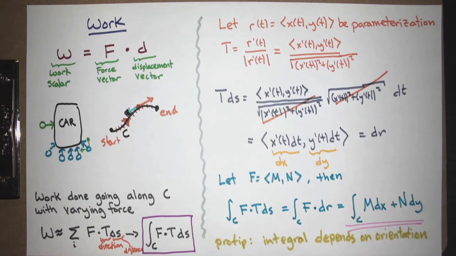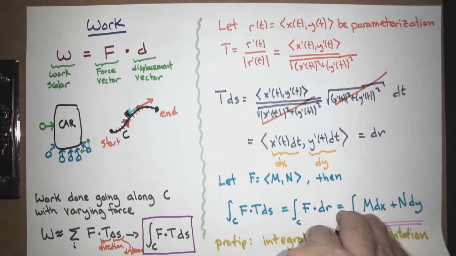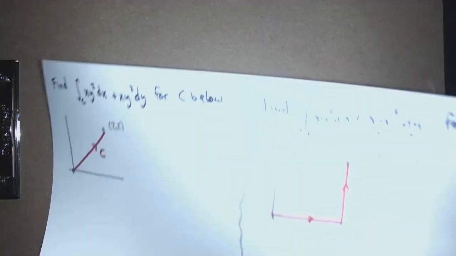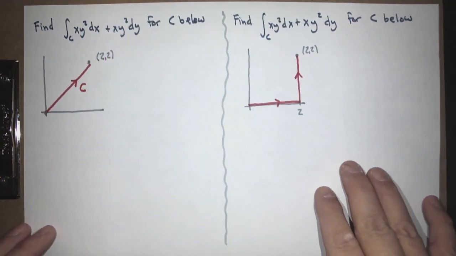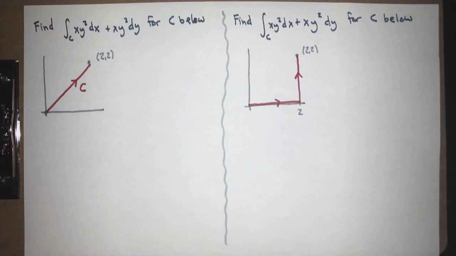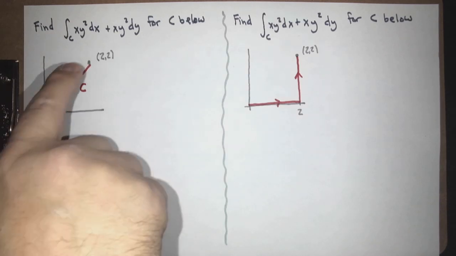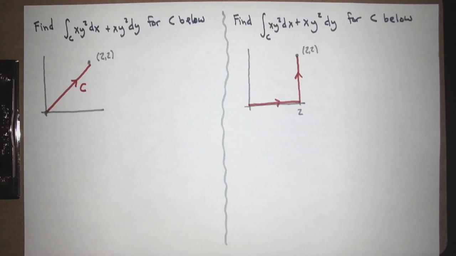All right, so let's try some of these. Any questions? All right. So we're going to do 2 computations here, where we're going to compute the same integral, where we start at the same point, which is the origin. We end at the same point, which is at 2, 2, but we go there in different ways. We just want to compare. And so I'll do one of these, and then after I do one, I'll let you do the other one, and then we can compare the results.